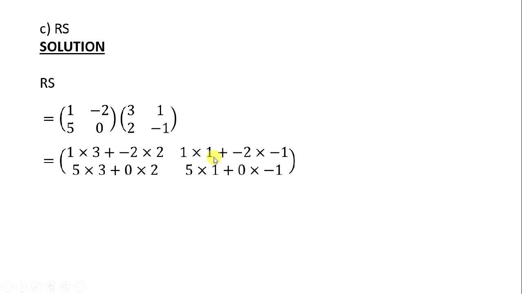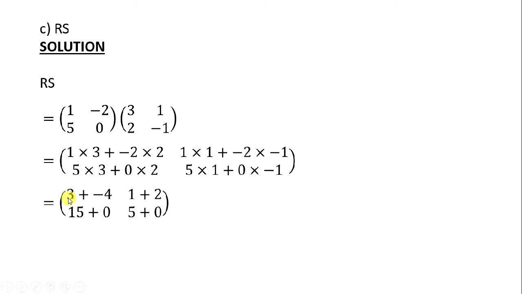Let's do that. So if we multiply 1 times 3, we are getting a 3. Negative 2 times 2 will give us a negative 4. 1 times 1 will give us a 1. Negative 2 times negative 1 will give us a positive 2. 5 times 3 will give us a 15. 0 times 2 is giving us a 0. 5 times 1 will give us a 5. Plus 0 times negative 1 will give us a 0. Let's do that.